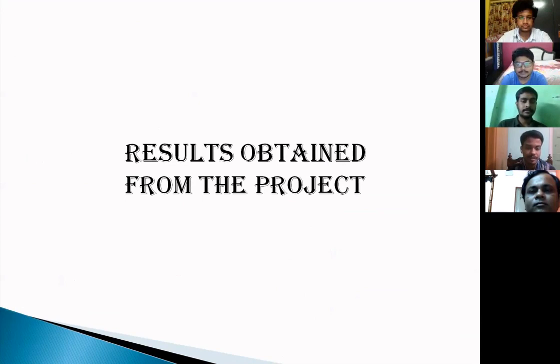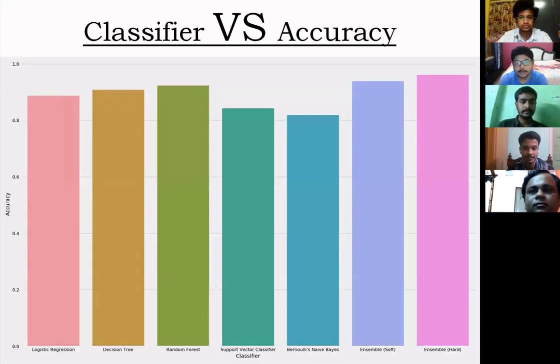The next slide, that is the result analysis slide, will be presented by Ritayan Dhara. This is a bar plot of accuracy of all the classifiers and the ensemble models used. We use both soft and hard ensemble techniques. Ensembling these five classifiers increases the accuracy by 5% or more.